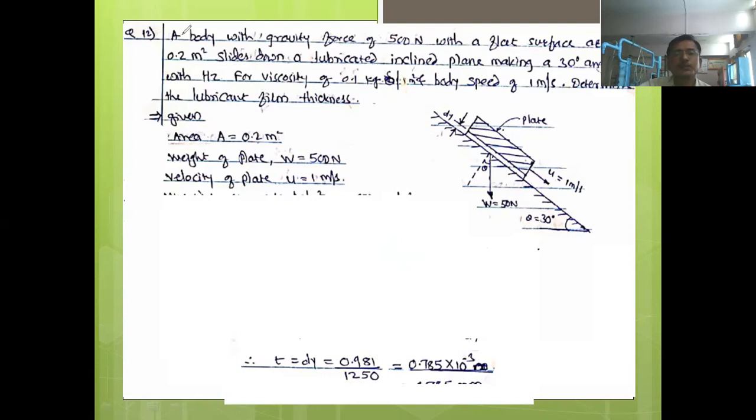Now let us understand the problem. A body with gravity force of 500 Newton. The gravity force means its weight. The weight of the body is given, that is 500 Newton, with a flat surface area. Let us consider that the body has this shape, a parallelepiped, we can say.